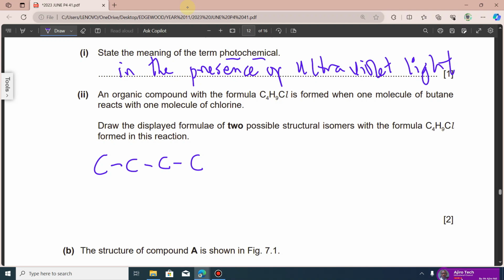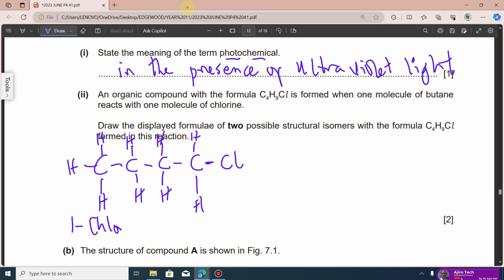Now, 9 hydrogens are attached: the first one up here, the second one right here, the third one right here. So 1, 2, 3, 4, 5, 6, 7, 8, 9. And then chlorine is attached. If I'm going to name this, since the chlorine is attached to the first carbon, it's going to be 1-chloro. The parent chain is 1, 2, 3, 4, so 1-chlorobutane.